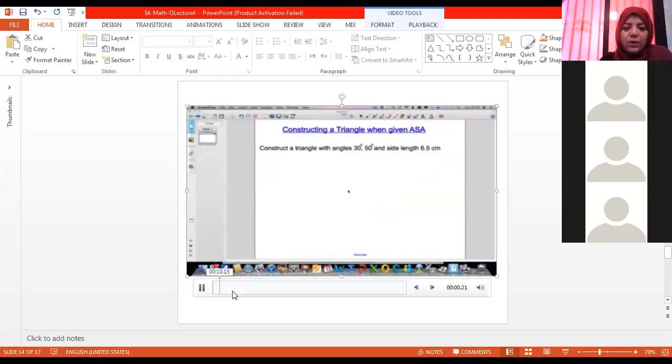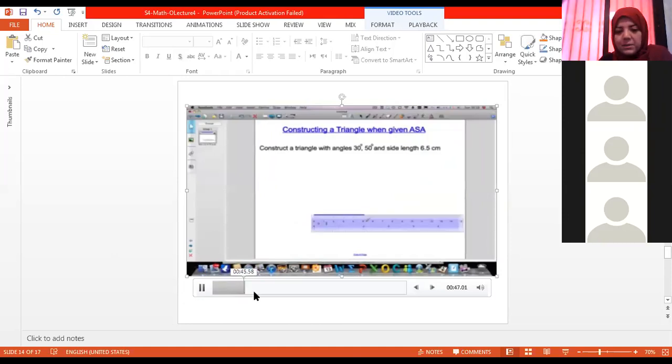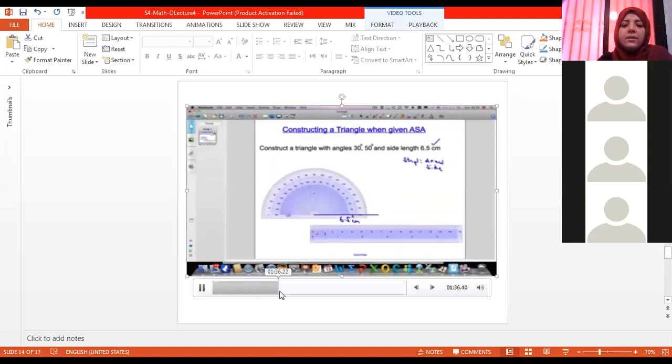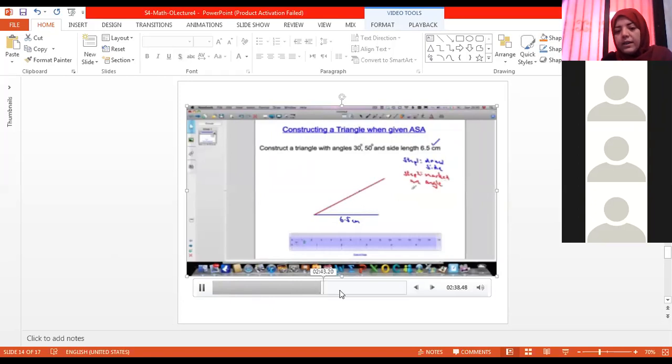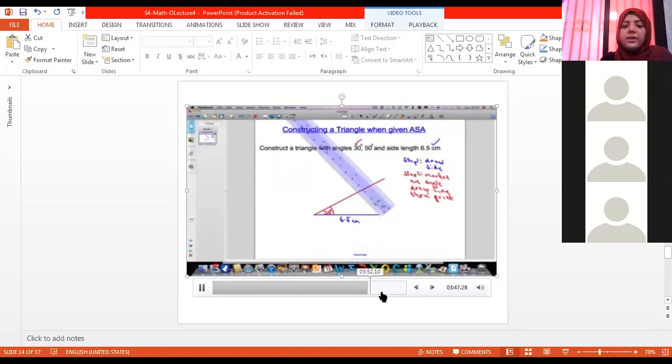Let us see the steps. So first of all, we are going to draw a line. This line is going to be 6.5 centimeters. Then we remove the ruler. We bring the protractor. We put on the first side the first angle, which is 30 degrees. And then we put on the second vertex, which is 50 degrees. And you draw the line. And the point of intersection is going to be the third vertex.